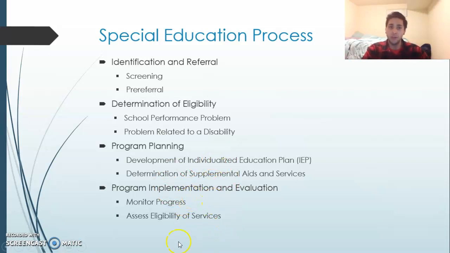And then again, 3 years later, go back up to the top. So as you're noticing, this is just a cycle that continues to happen. It starts with identifying, then moves on to determining their eligibility and planning that program, and then putting that program into action and evaluating it. Depending on how that evaluation goes, the cycle either stops or it goes back up to the top and again reevaluates that student's unique situation and what supports might be needed for them.